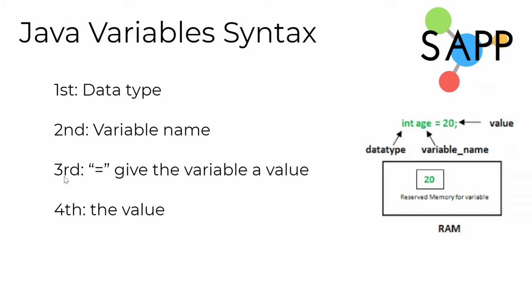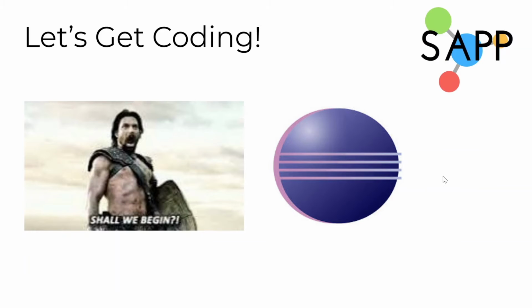And the third thing is obviously the equal sign. This hints that your variable has a value, and the fourth thing you'd want is your value. Now you'll notice this little semicolon at the end, and this is basically the period to your Java statement. Like when we're writing sentences, we end with a period, right? So the same idea with Java statements. So let's get to coding.